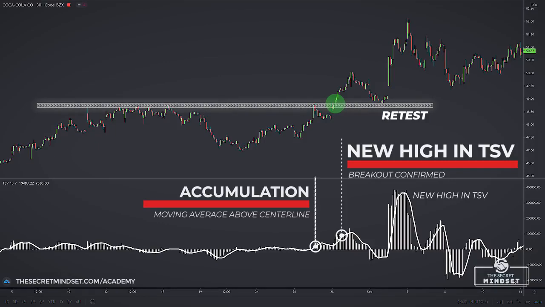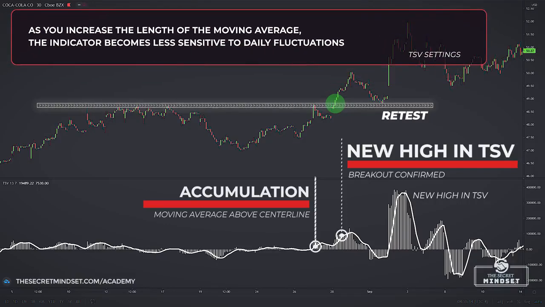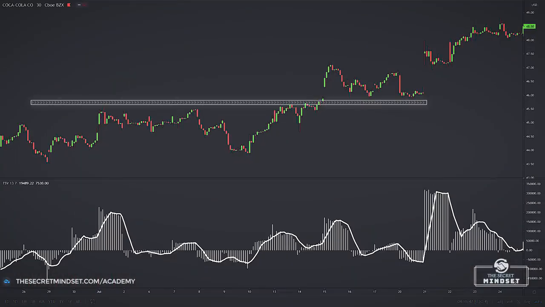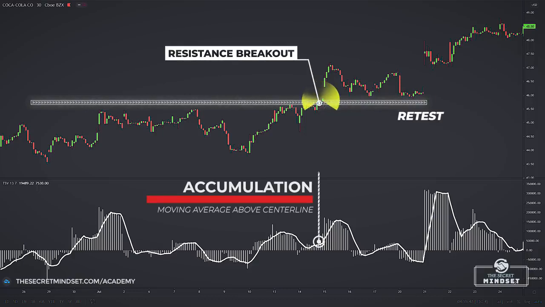Keep in mind that as you increase the value of the moving average, the result is a smoothing effect. However, there's a trade-off. As you increase the length of the moving average, the indicator becomes less sensitive to daily fluctuations, and as a result, the indicator will have a greater tendency to lag price. So if you tried some of the conventional ways of day trading breakouts and they aren't working for you, the time segmented volume will serve you better. Here are other examples of breakout trades using the TSV oscillator.